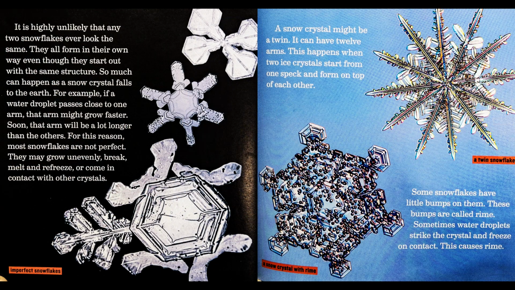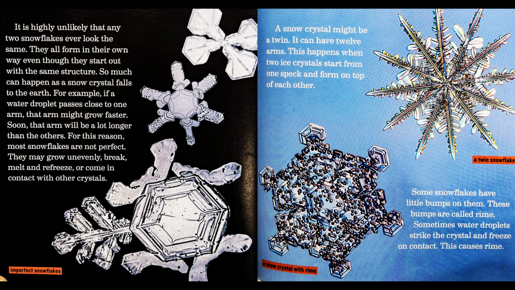It is highly unlikely that any two snowflakes ever look the same. They all form in their own way even though they start out with the same structure. So much can happen as a snow crystal falls to the earth. For example, if a water droplet passes close to one arm, that arm might grow faster. Soon, that arm will be a lot longer than the others. For this reason, most snowflakes are not perfect. They may grow unevenly, break, melt, and refreeze, or come in contact with other crystals.